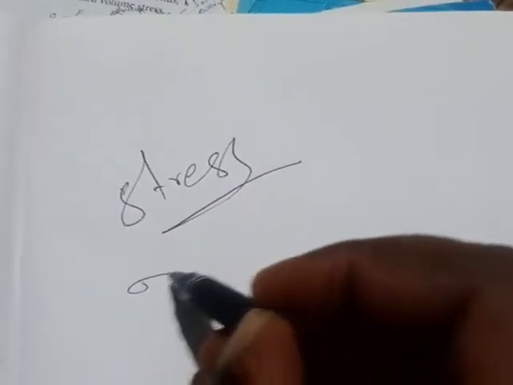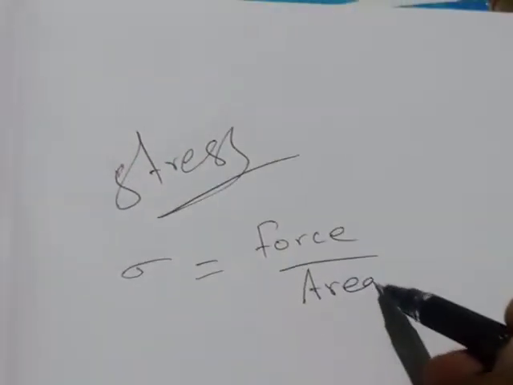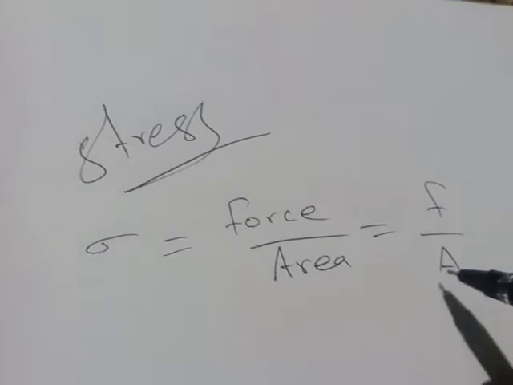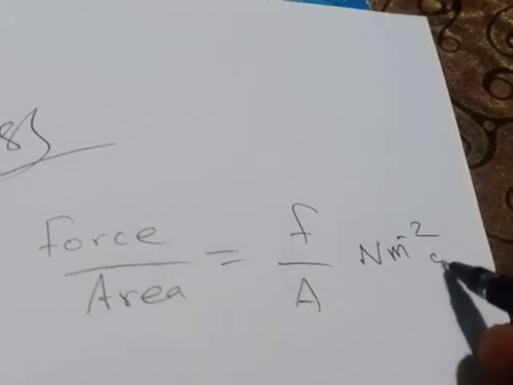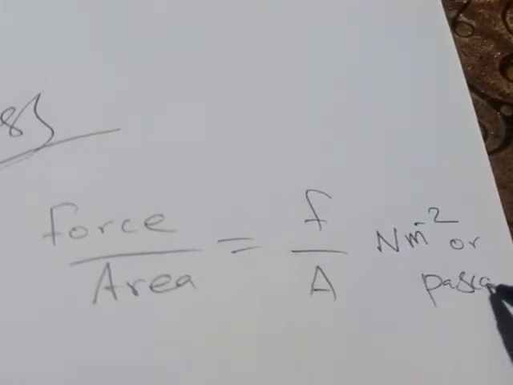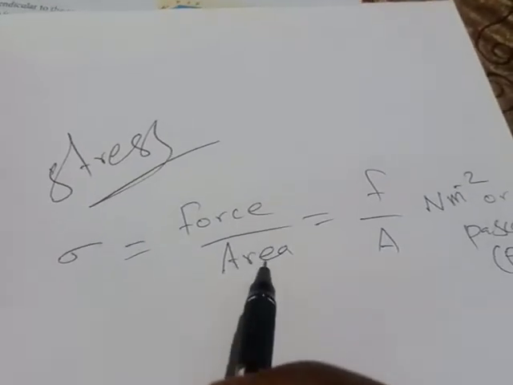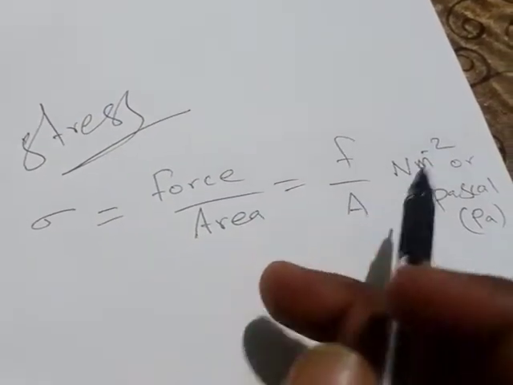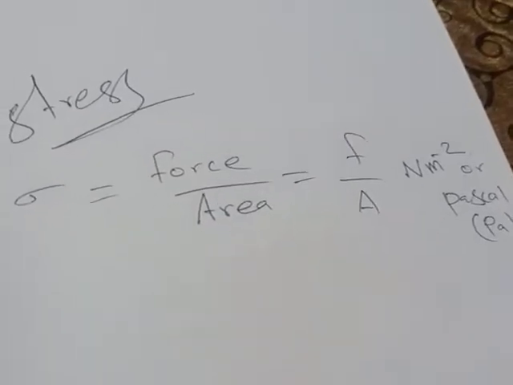And the stress equation you can write as sigma is equal to force by area, F by A, and the SI unit is Newton per meter squared (N m^-2), or you can use Pascal, with symbol Pa. So stress means the force per unit area. Sigma is equal to F by A.